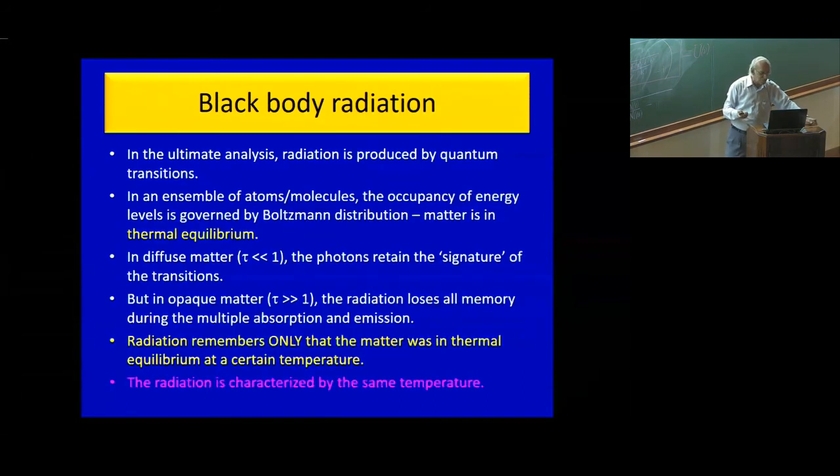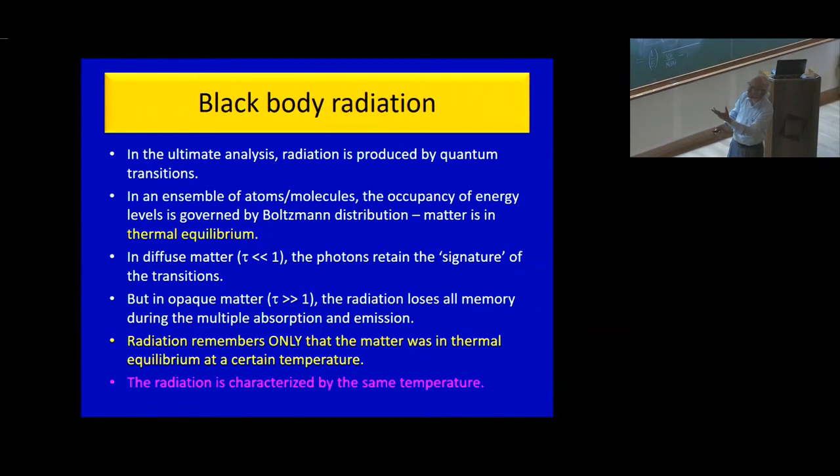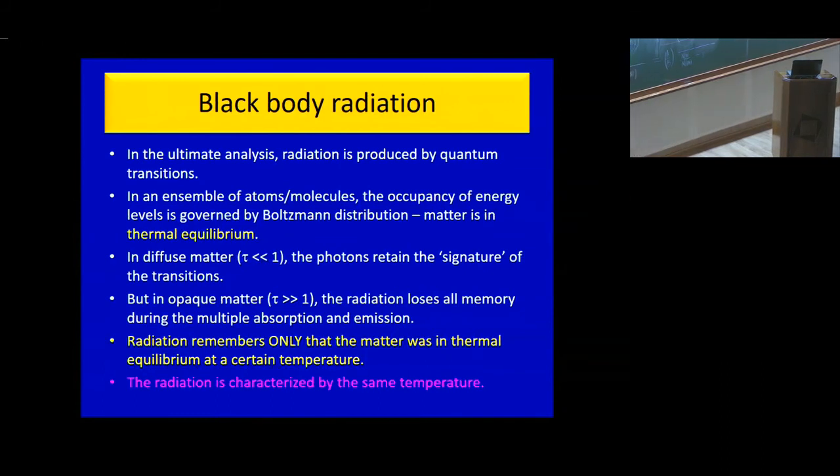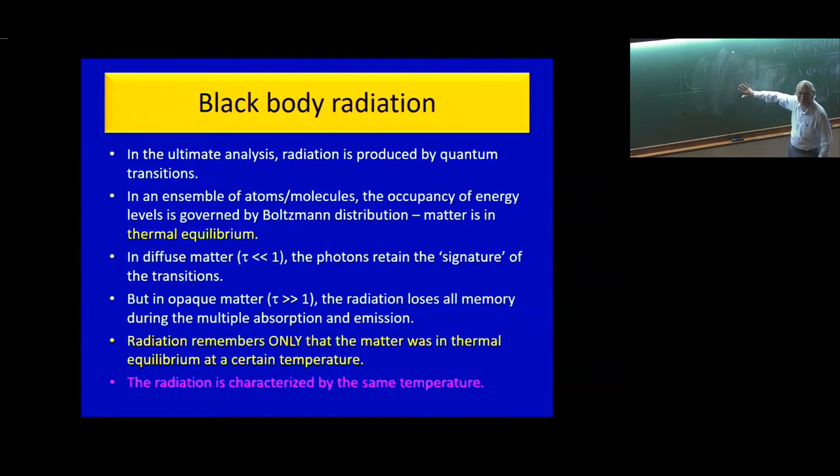Now, in an opaque body, tau much greater than 1, the radiation loses all memory during the process of multiple absorption and emission. This is the stimulated absorption, stimulated emission, spontaneous emission. And this was Einstein's point, although not stated in this language. When radiation comes out of an opaque body, all we see are the atoms on the surface. We don't see the atoms inside which emitted the photon. We see only the surface of last scattering. And it has lost all memory.